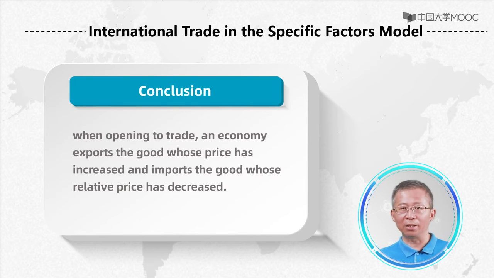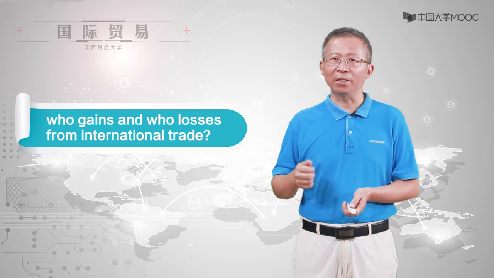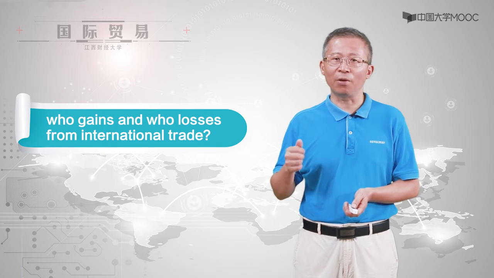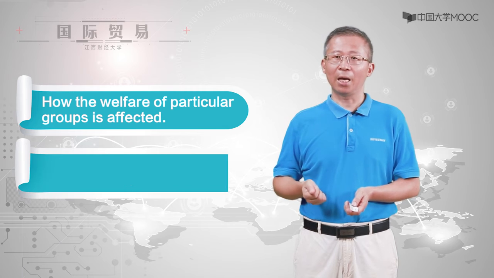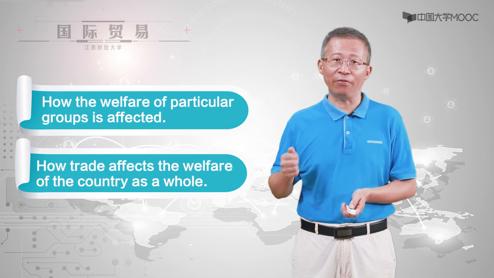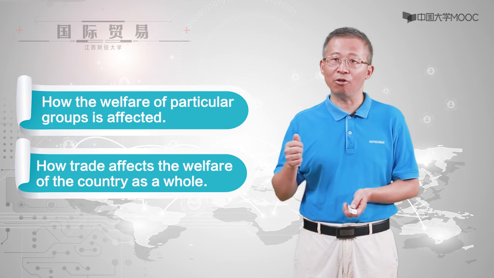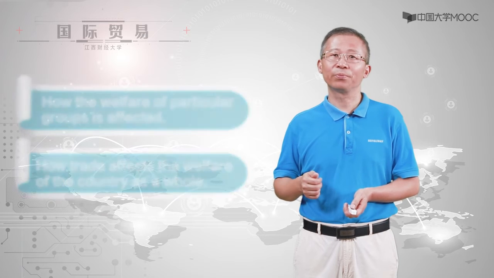Second, income distribution and the gains from trade. Now we can ask the crucial question: who gains and who loses from international trade? We begin by asking how the welfare of a particular group is affected, and then how trade affects the welfare of the country as a whole.